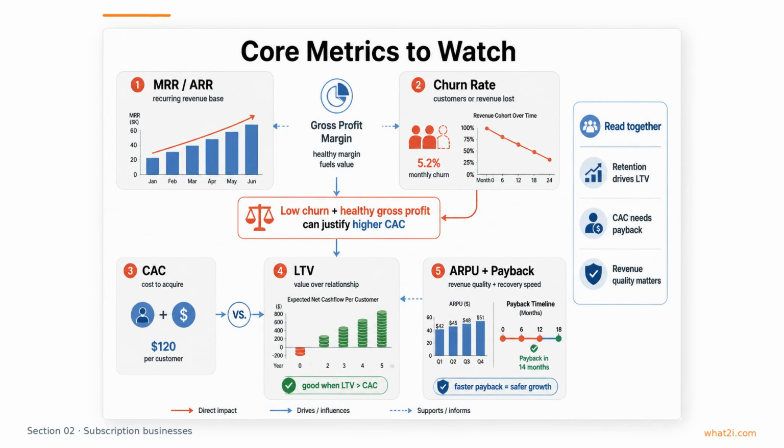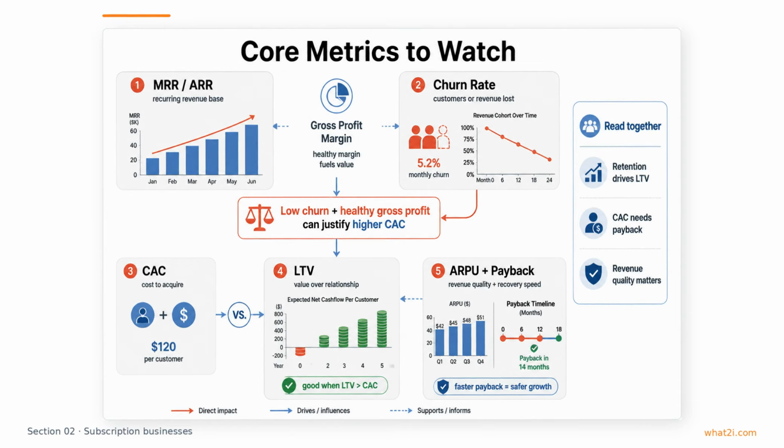The main subscription metrics are connected, so they should be read together rather than in isolation. MRR or ARR tells you the size of the recurring revenue base, while churn shows how much of that base is leaking away. CAC measures how much the company spends to acquire a customer, and LTV estimates the value that customer will generate over the relationship.